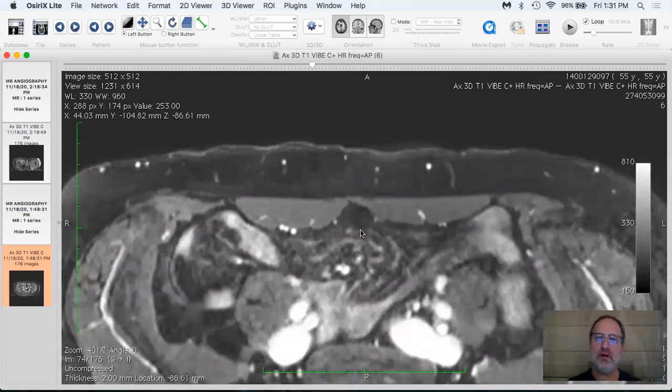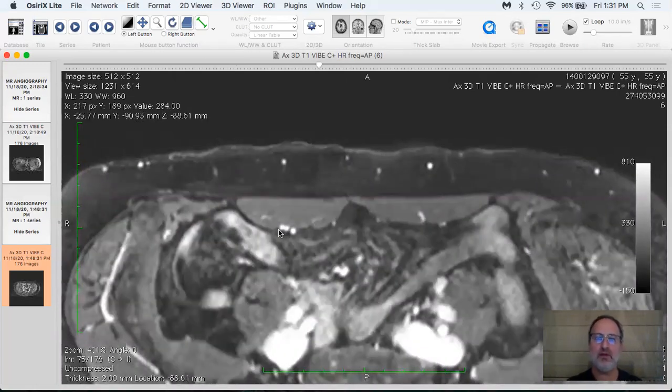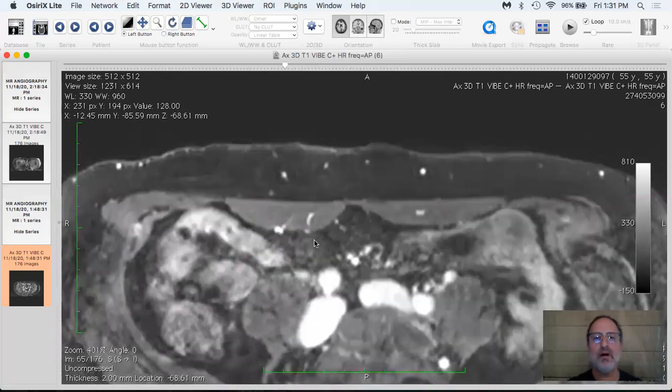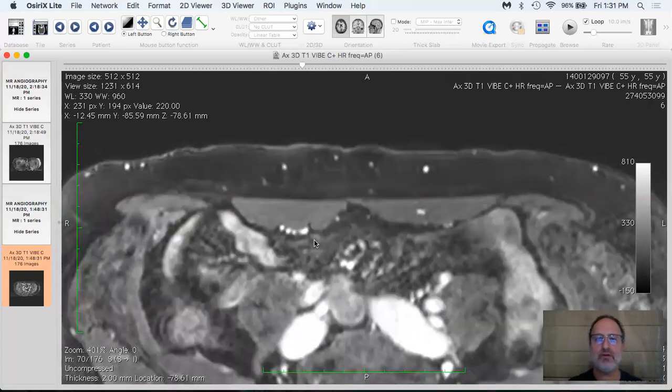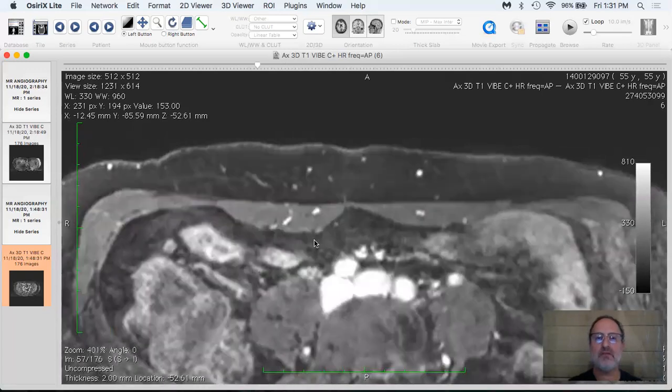But since the right hand side is so much better in terms of its quality, I'll just focus on teaching about that side for today.